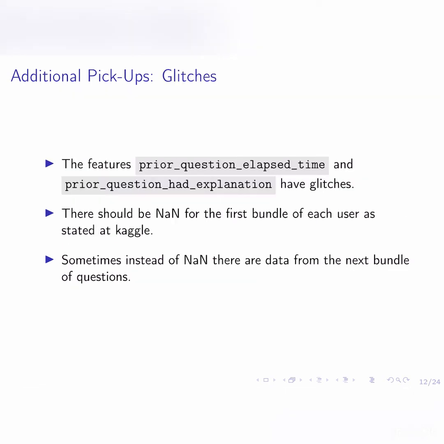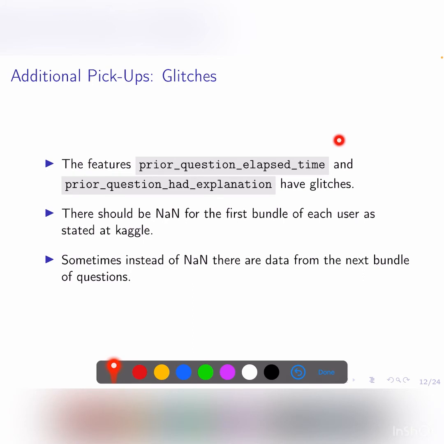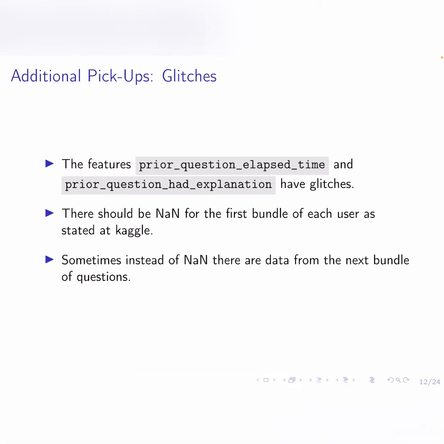Finally, we have noticed a peculiar thing, that according to the data description, these features must be null for the first bundle of each user. However, it's not always the case, and we have corrected this issue. And now let us proceed to the data preprocessing procedures.